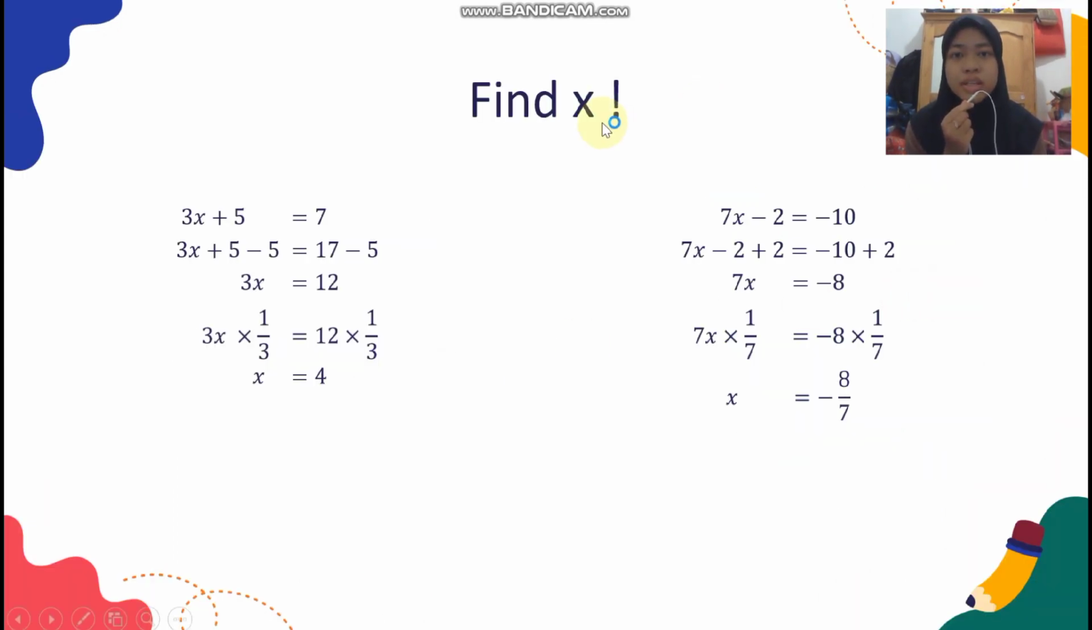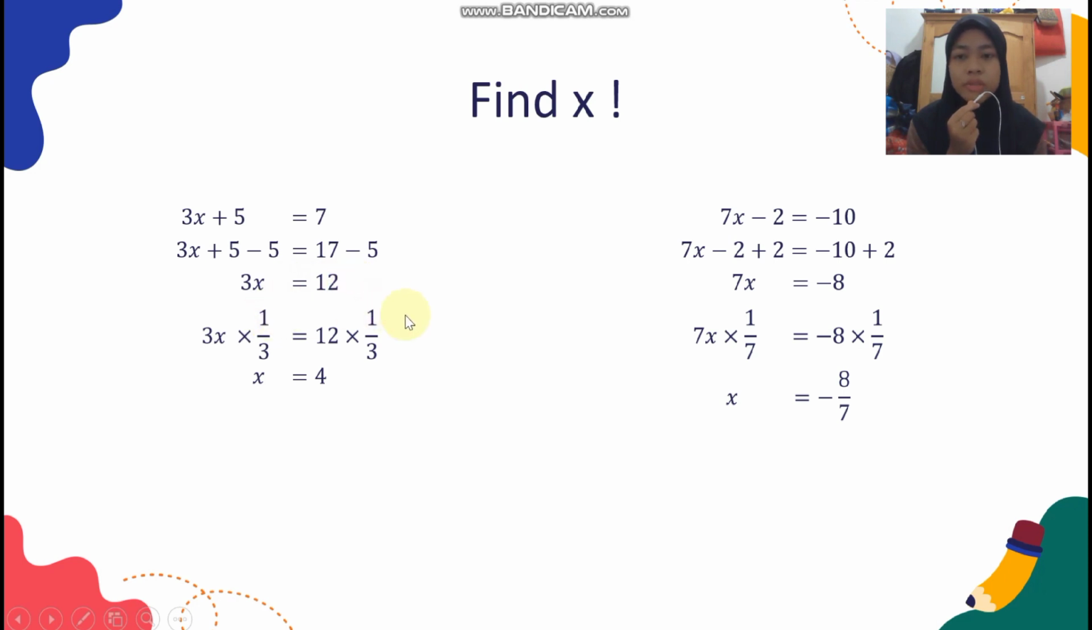And the question is find x. In this, 3x + 5 = 17. On the left and right side we can add negative 5, and it will be 3x + 5 - 5 = 17 - 5, and it will be 3x = 12.